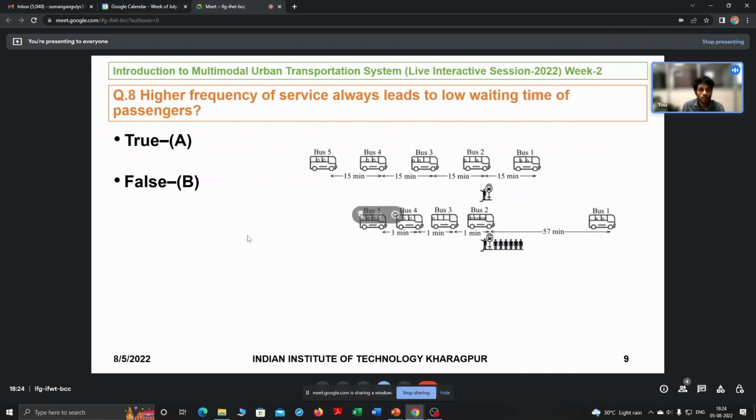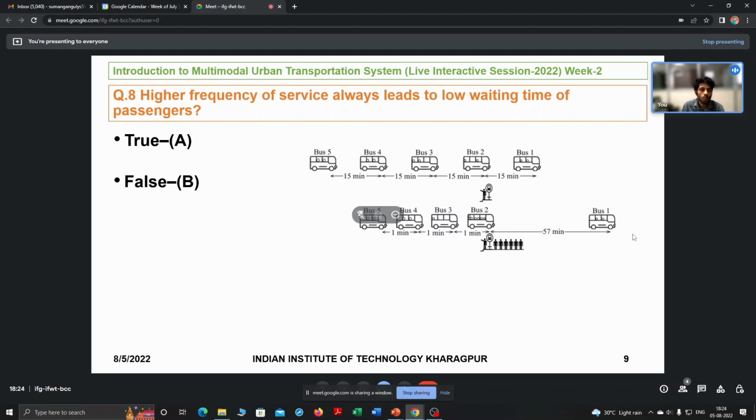So what is frequency then? Frequency of service is nothing but the number of buses that is provided, right? So suppose it's a 60-minute time, 15, 15, 15, 15. Here also 57, 1, 1, 1. So in 60 minutes, here are 5 buses, there are also 5 buses, right? There are 5 buses running in both scenarios.